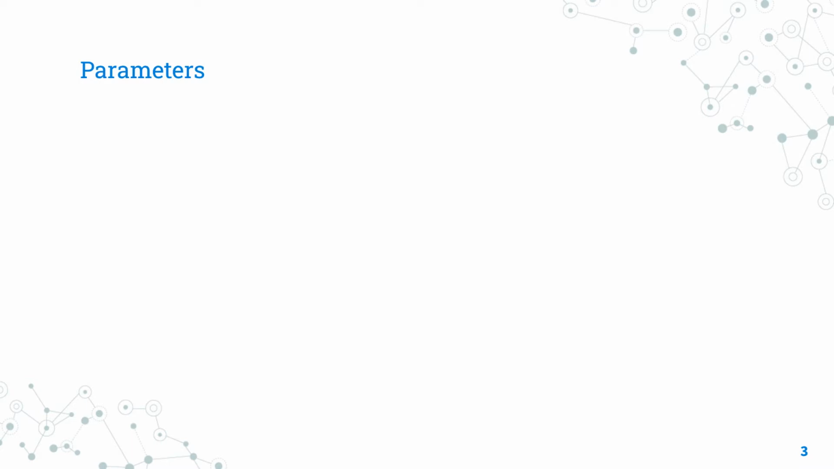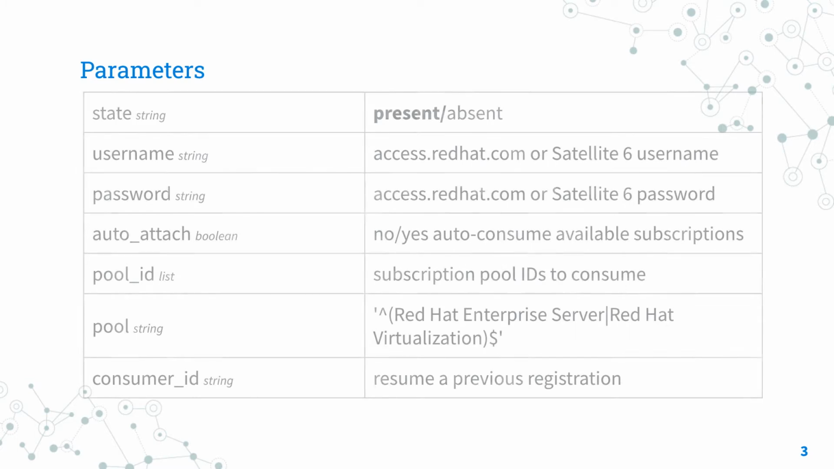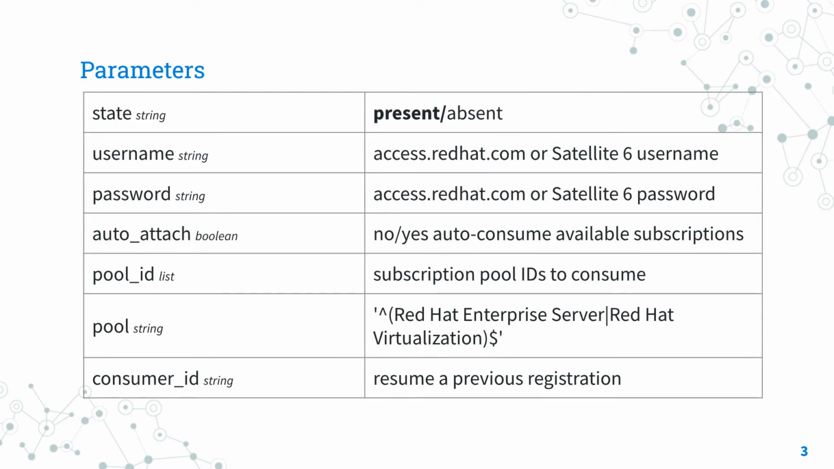Parameters. Let me summarize the main parameters. The state parameter allows you to specify if you want to add or remove a registration from a target machine. Default is to add. The username and password allow you to specify the access.redhat.com credential, like website or Satellite 6 credential.